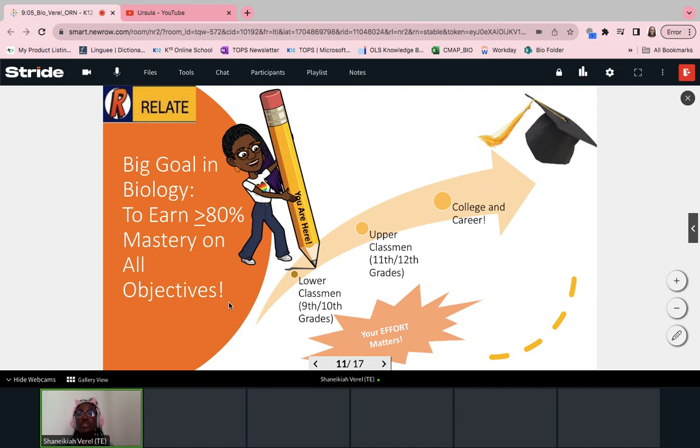In biology, our big goal, the place we want to go, is to be at greater than or equal to 80% on all the objectives. That means everything you turn in, you want to try to be getting 80%. You want to turn in 80% or more of your materials. You want to understand 80% or more of your reading. You want to earn 80% or more on your practice and quizzes, okay? That will help move you forward.